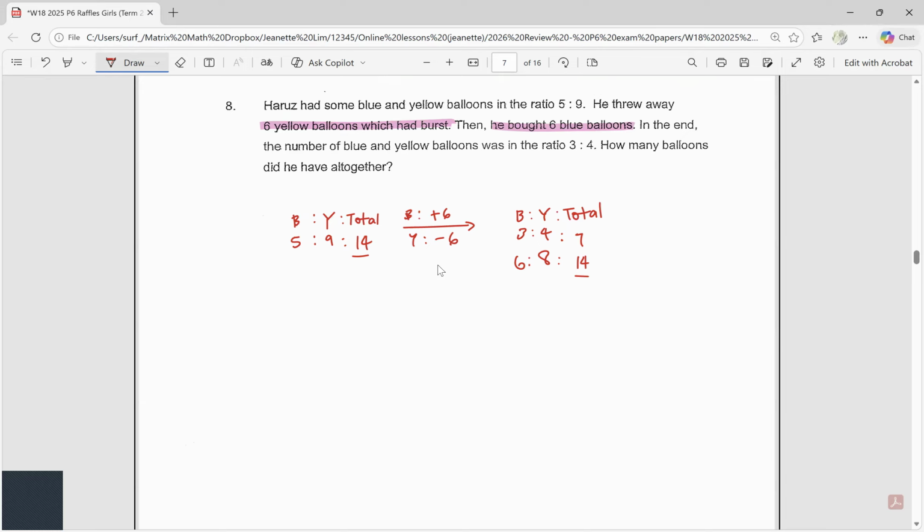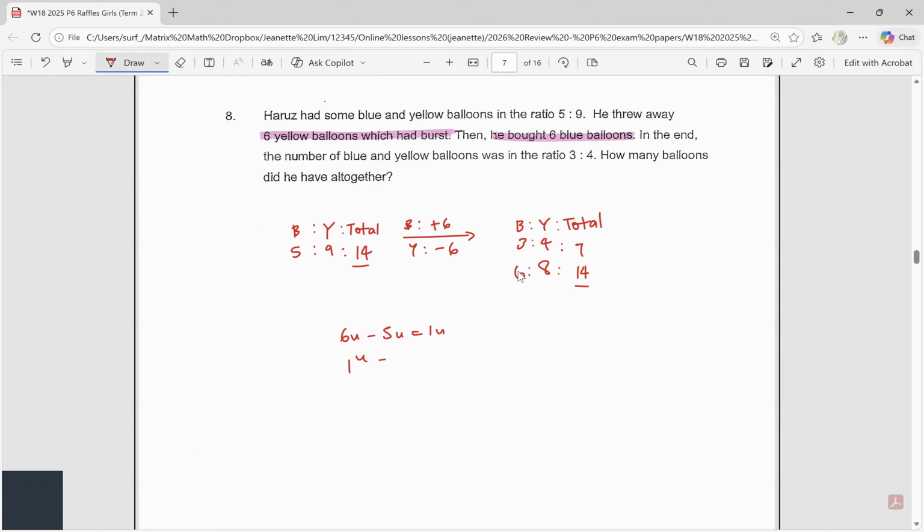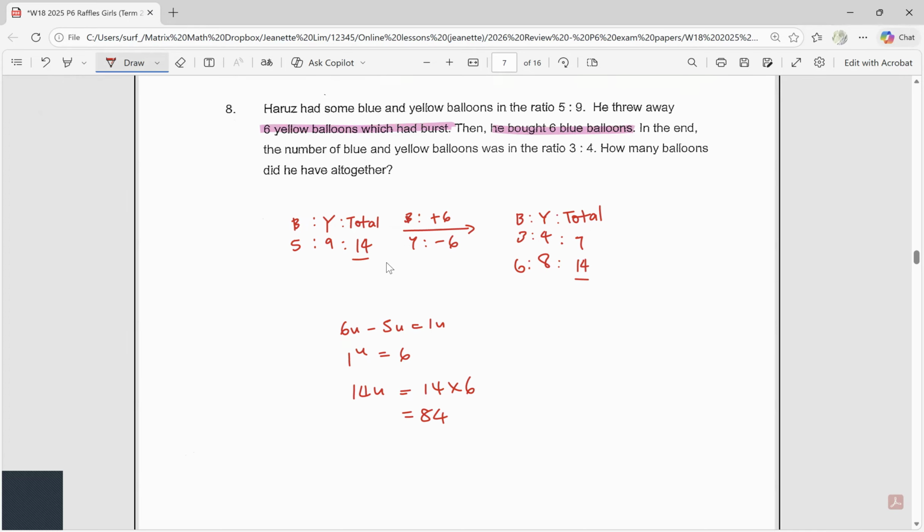All right, so now we figure out what is 6. So let's look at the blue. Blue from 5 units becomes 6 units. So there is an increase of 1 unit. And that 1 unit would be the 6 that he bought. How many balloons did he have altogether? Your total is 14 units. Now, is it before or after? It doesn't matter because the change is plus 6 and minus 6. Your total is still the same, 14 units. So 14 times 6. Answer 84.